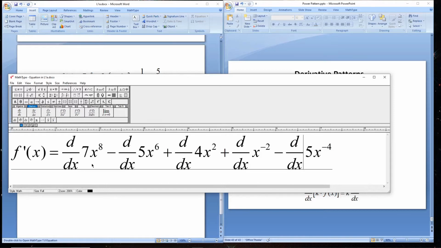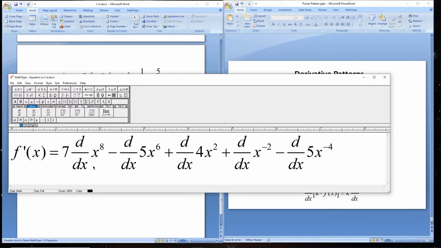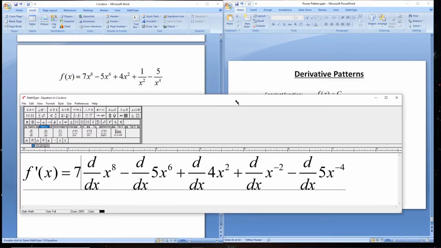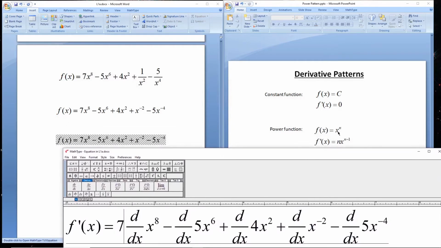So this first derivative here, let's go back to this first one. 7 is a constant factor, so we can pull that outside the derivative. And then x to the 8 is our power function. And then we identify n as 8. And so we'll just plug that into the pattern. So x to the 8, that derivative is 8x to the 7th.